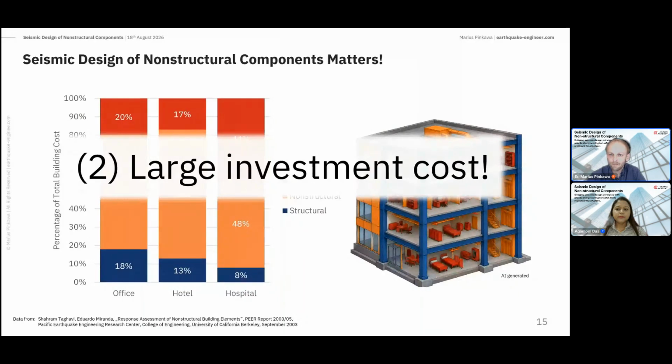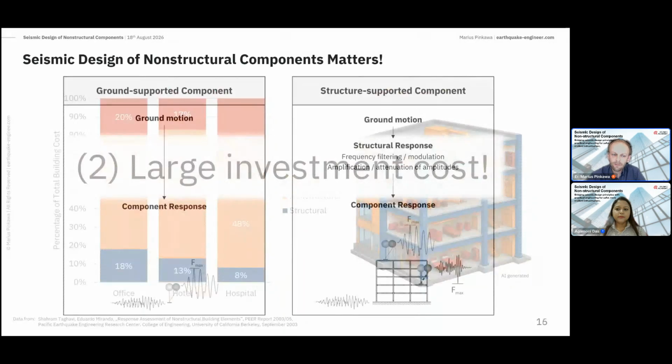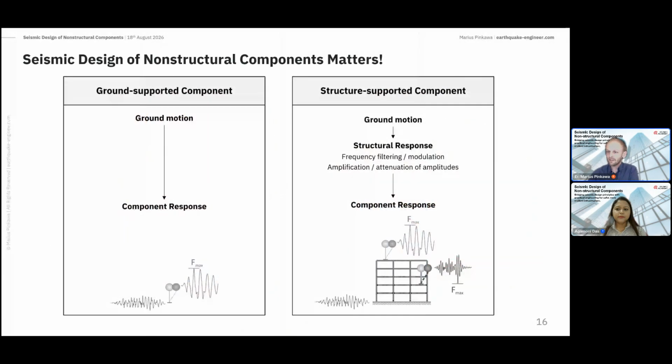So the third aspect is that a component located on the ground will behave basically like the building, or we need to design it with the ground response spectrum.